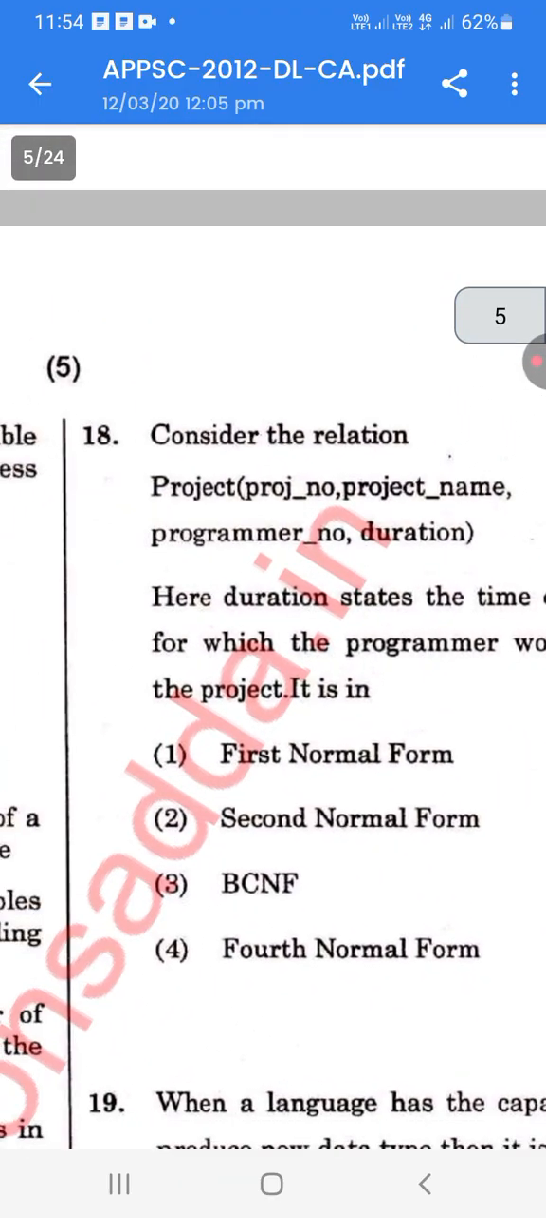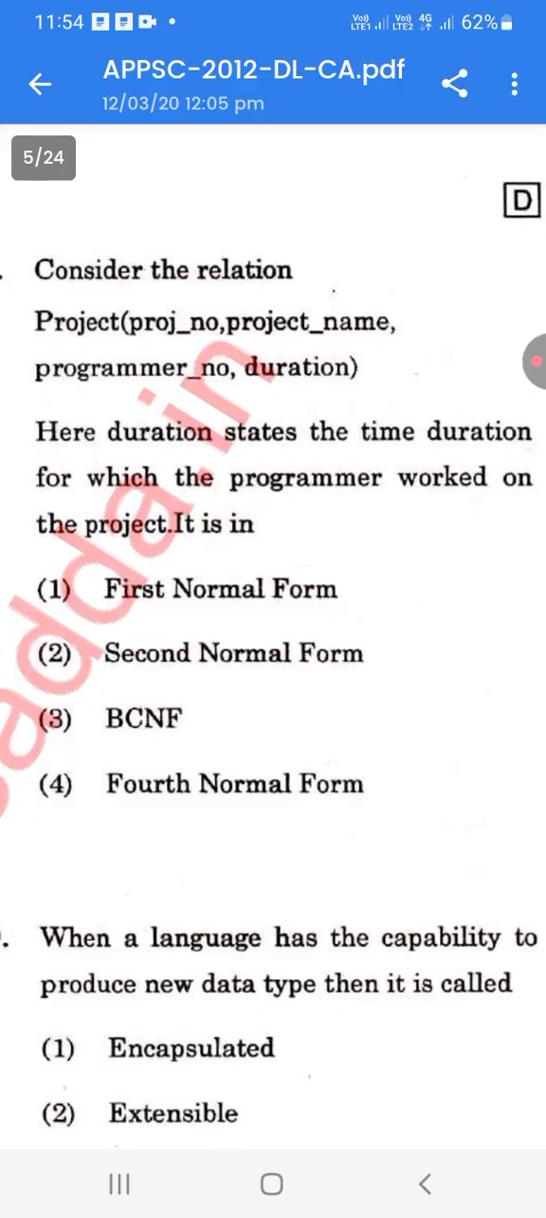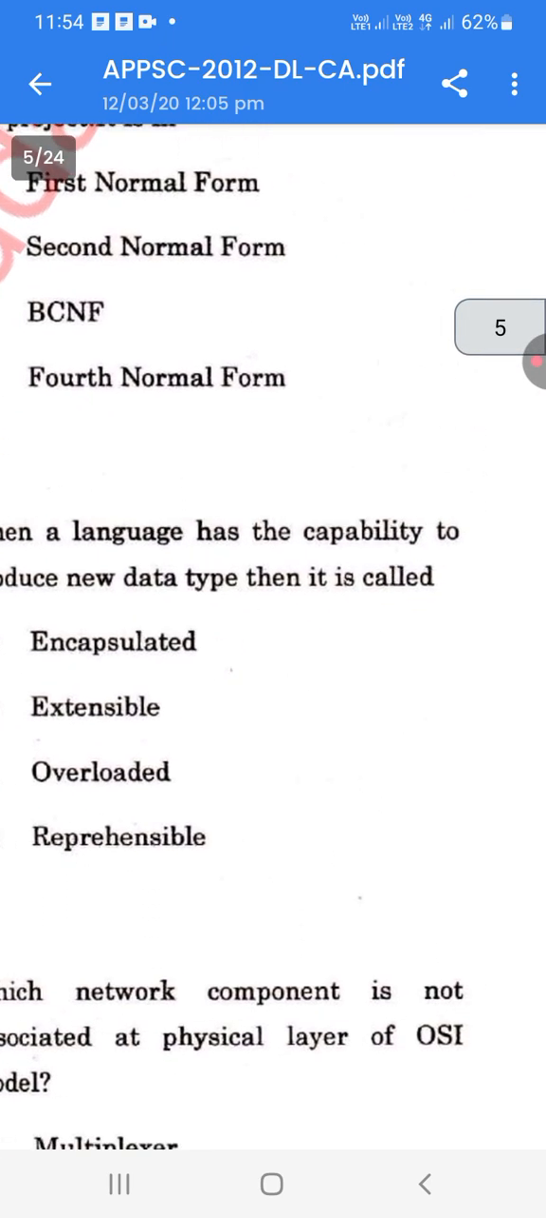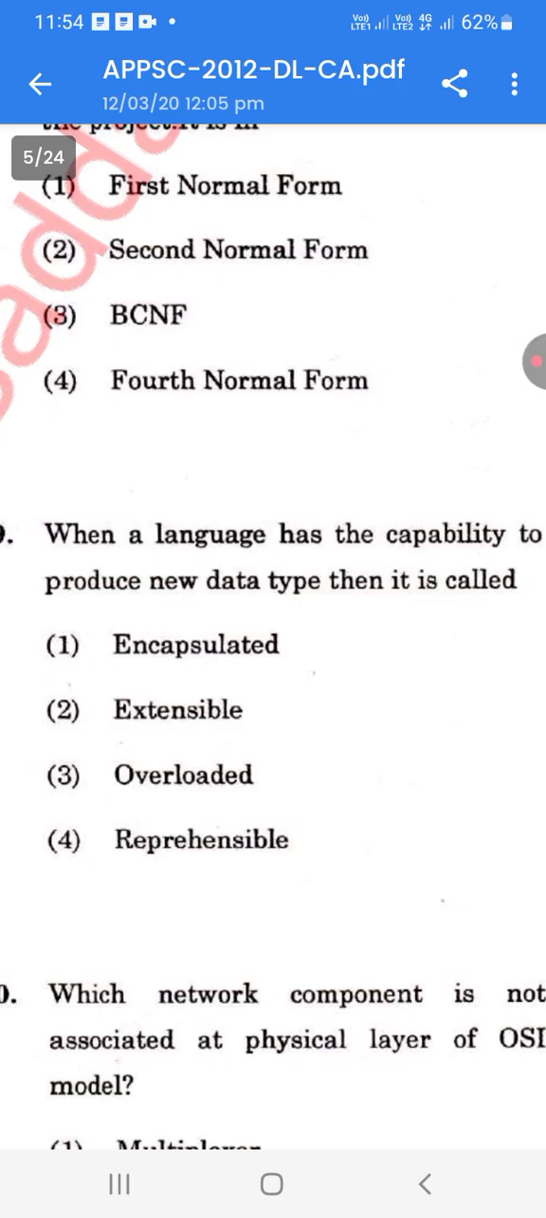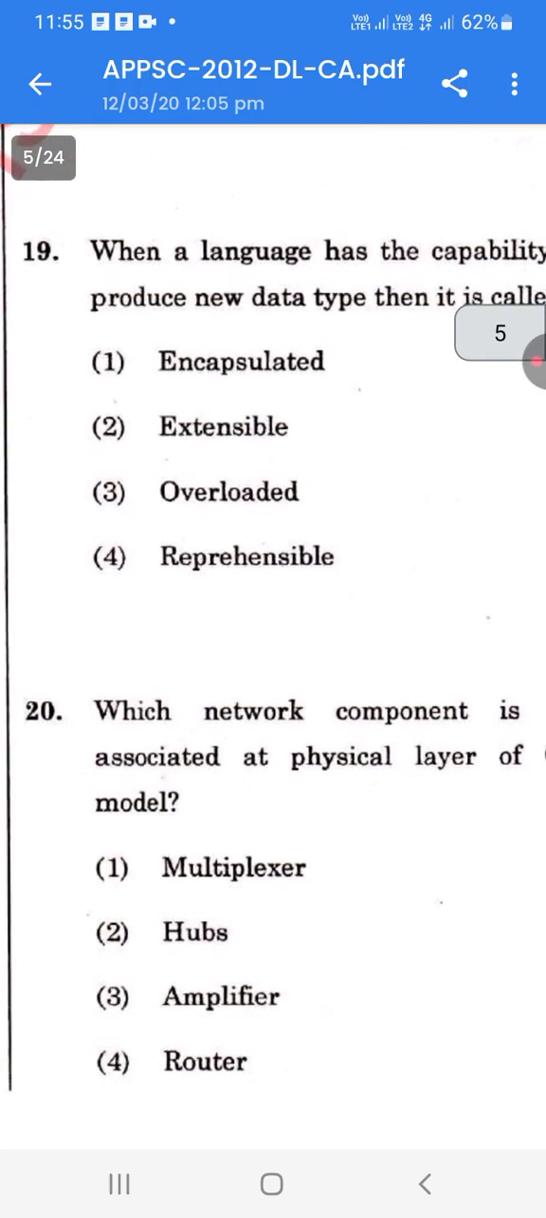Coming to 18th. Consider the relation project PROJ underscore number, project underscore name, programmer underscore number, duration. Here duration states the time duration for which the programmer worked on the project. It is in second normal form. When a language has the capability to produce new data type, then it is called extensible.